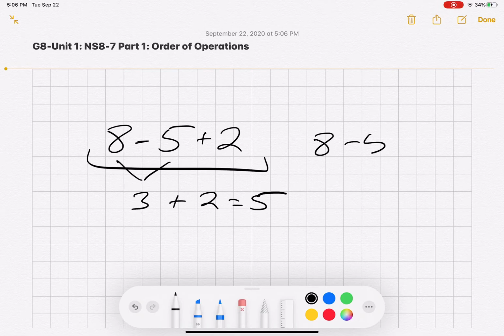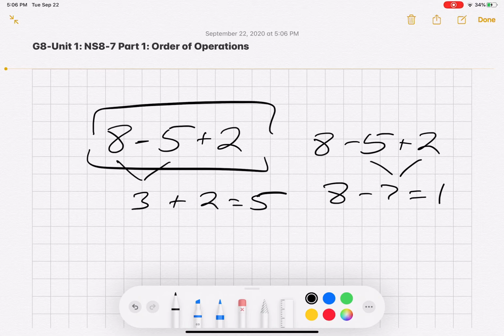Now, what if I wanted to end up with the answer 1? So just see if you know how to figure that out. So pause the video. So what I would do is I would, and then that would equal 1. So these two are exactly the same expressions, but if they're done in a different order, the order does matter.